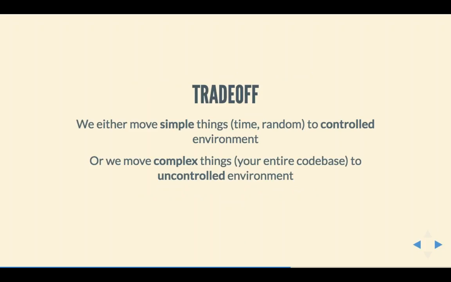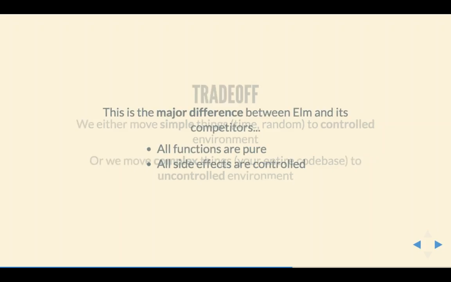One of the things here that people might be balking at is, hey, if I can't even say Date.now and I've got to use this framework infrastructure for doing that, that sucks. I would rather just be able to say Date.now and move on. So the trade-off at its simplest form with something like Elm is you either move simple things like time and random to a controlled environment, or you move complex things like your entire code base to an uncontrolled environment. So I'll let you guys be the judge of that.